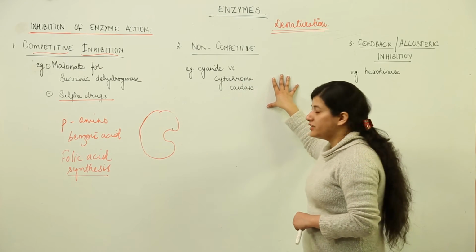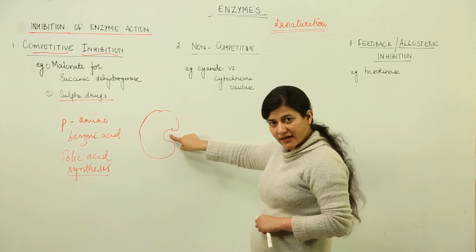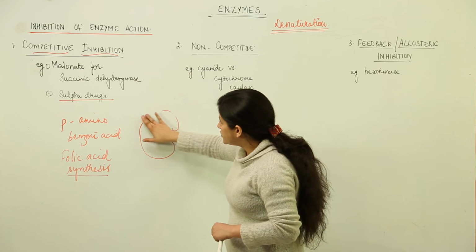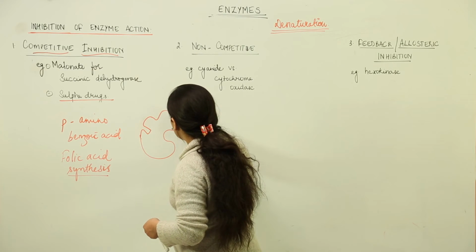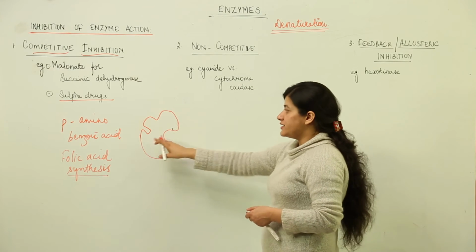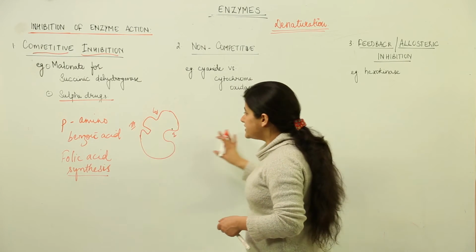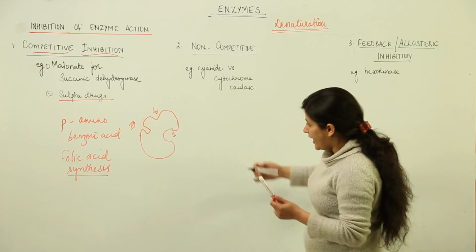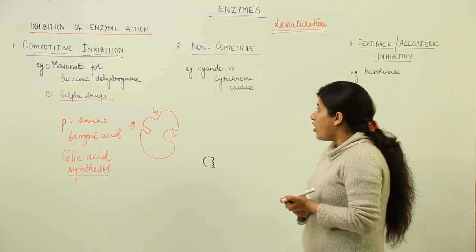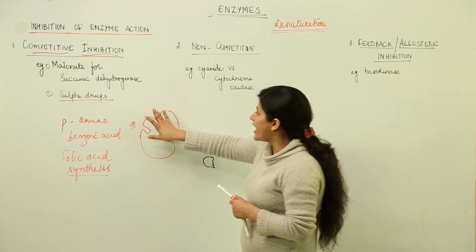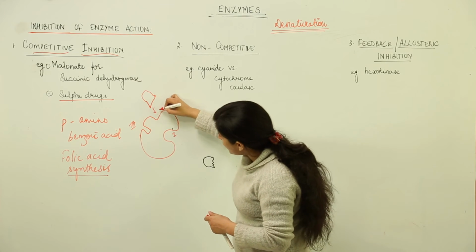Now coming to non-competitive inhibition. As you know, when we simply represent an enzyme, we take one active site. But because an enzyme is a tertiary structure, it might have many active sites, not just one. So let's consider it this way. This is an enzyme with active sites number 1, 2 and 3. Now, our substrate was to combine at site 1, but we have an inhibitor which has more affinity for site number 2, and it comes and binds over here.